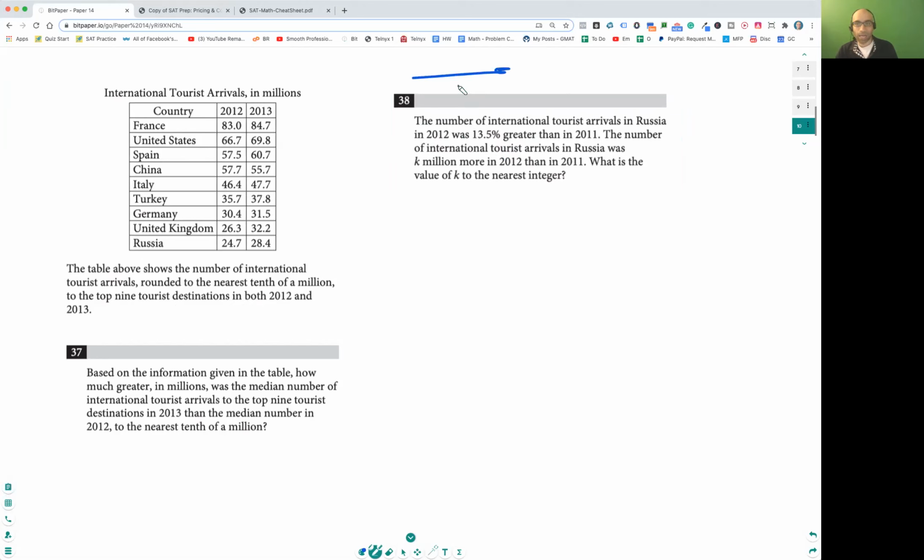Okay, anyway, last problem, guys. This is a tricky one. I know many of you will get it right and some of you will do it very hastily. What is 2011? Remember our good old formula: old times 1 plus the percent is equal to the new. Old plus old times the percent is equal to the new. So first find the old value, which is the 2011 value.